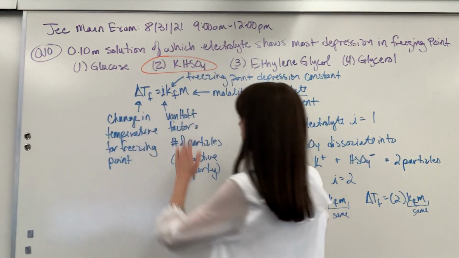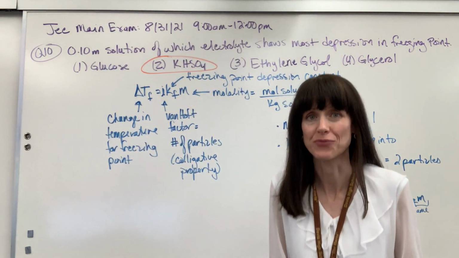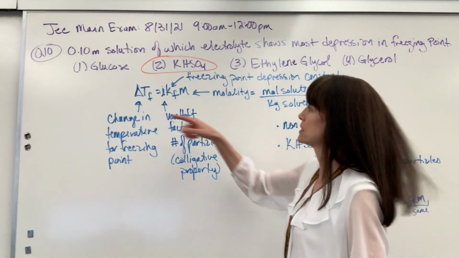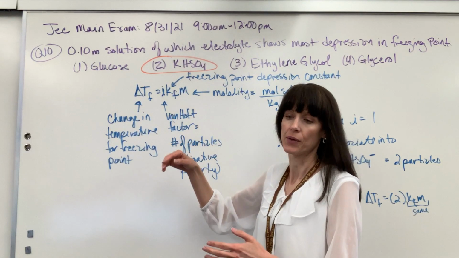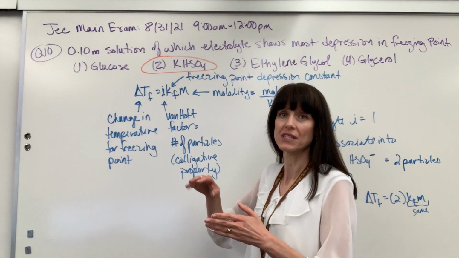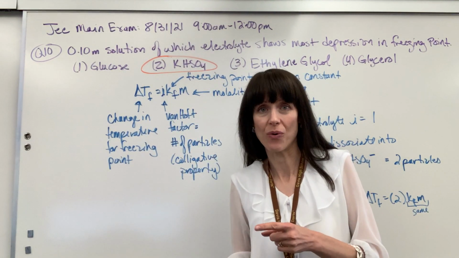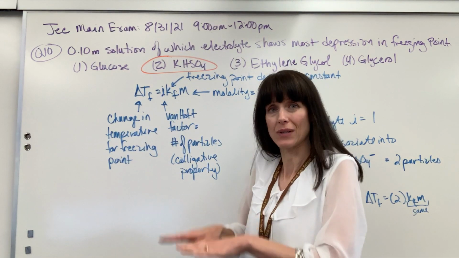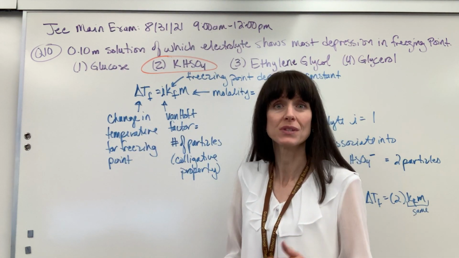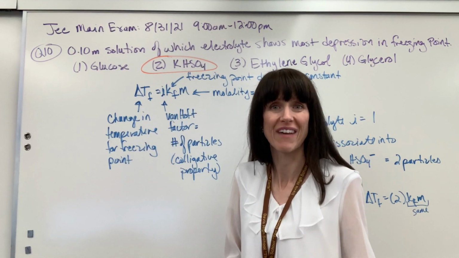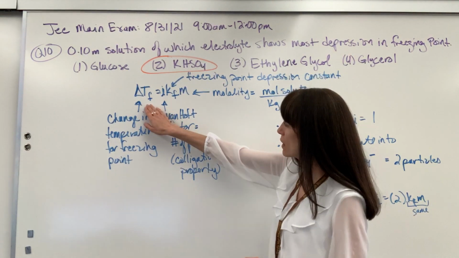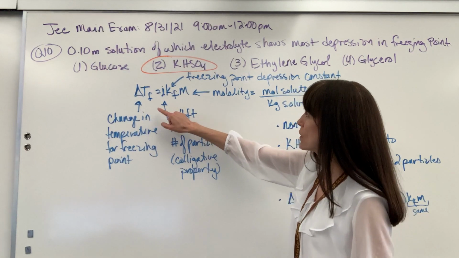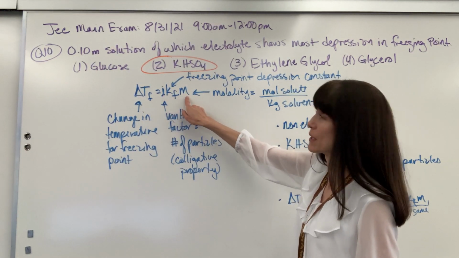So here's our formula for colligative properties, freezing point depression. The change in temperature for freezing point, and a little reminder, the freezing point will always go down as you increase the number of particles. Freezing point is always depressed when you add a solute to a pure solvent. So that change in temperature is going to be i times Kf times m.